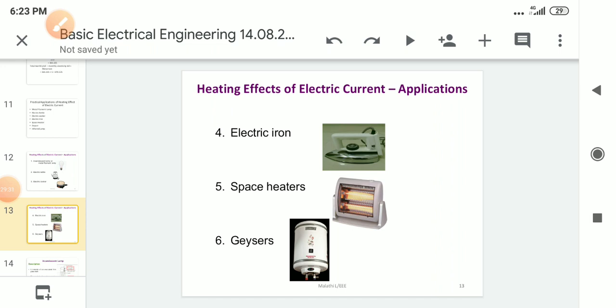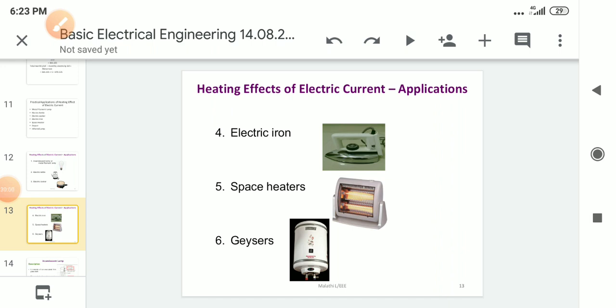this type of space heaters are required. In our India we are using ACs and coolers to cool our room. Like that, in foreign countries this type of heaters are required to heat their room. Otherwise the temperature will be very low. It is very difficult to survive, that's why space heaters are required there.